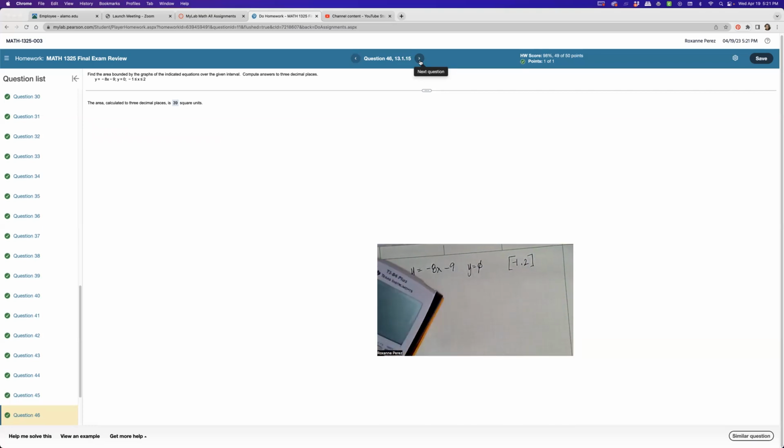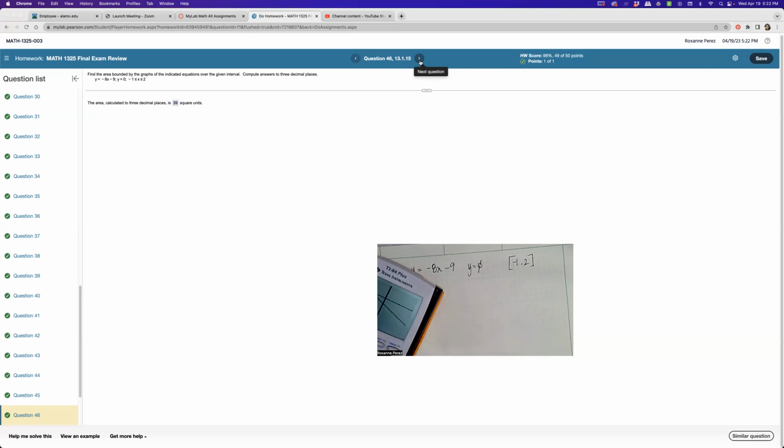So I'm going to graph this first. Negative 8x minus 9 and 0. Graph. I actually need to change my window. So let's make this negative 2 to 2, negative 20 to 20. All right, so here, we can do a little bit further, negative 40.